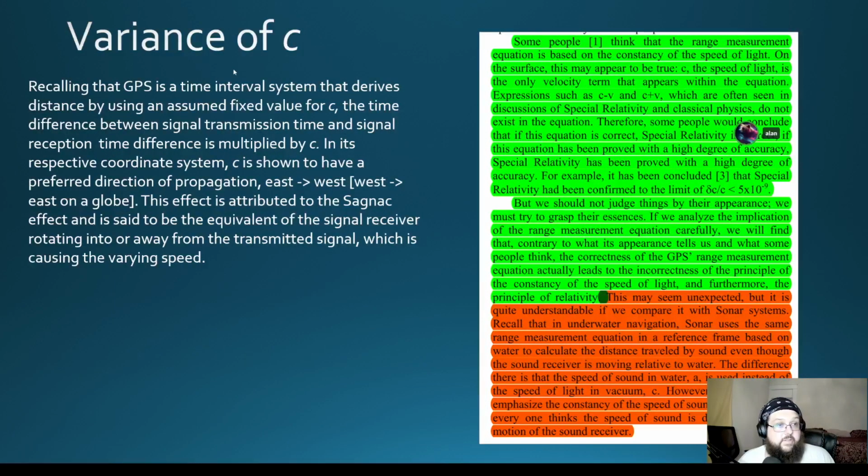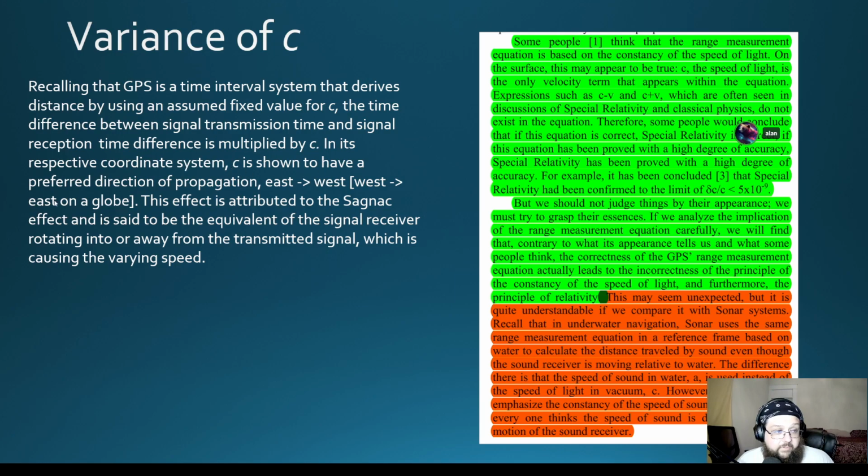All right. So the variance of C, recalling that GPS time. The GPS is a time interval system that derives distance by an assumed fixed value for C, and the time difference between the signal transmission time and the signal reception time is multiplied by C. It is in this respective coordinate system.